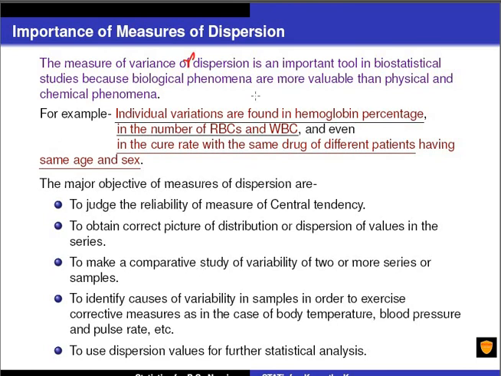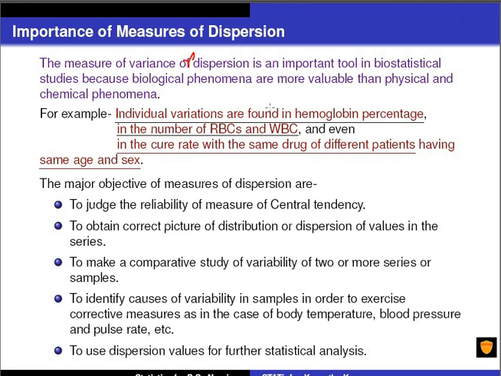Now, what is the importance of measures of dispersion? The measure of variance or dispersion is an important tool in biostatistical studies because biological phenomena are more valuable than physical and chemical phenomena. You can understand that biology or the health sector is about the life of a human being, so these are very important.